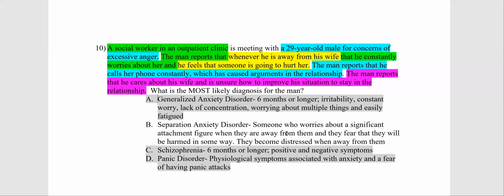because he is constantly blowing up the phone and saying, "Where are you at? I'm really, really worried about her." And she's like, "Dude, just leave me alone. I'm trying to do my thing." So the correct answer here is going to be separation anxiety disorder. So that's how we look at that question in particular.